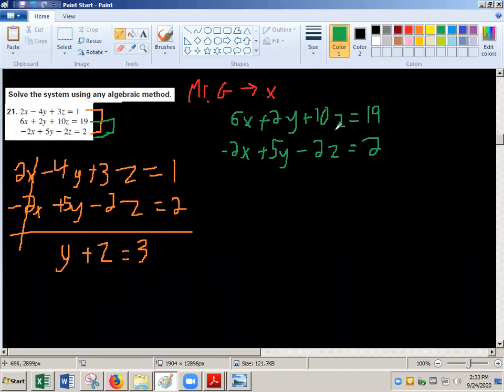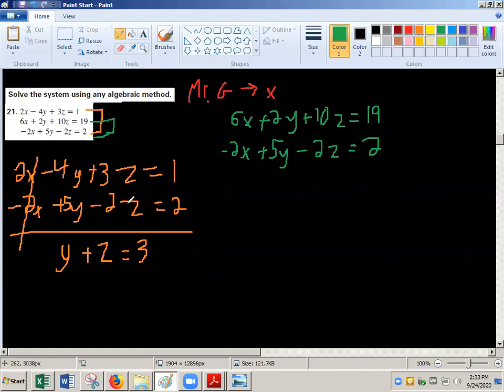All right, so now as I look at this thing, if I just added this together right now, it's not going to help me. I'm going to add these up, and I'm going to get 4x, 7y, 8z, 21. Doesn't help me eliminate one of my variables.